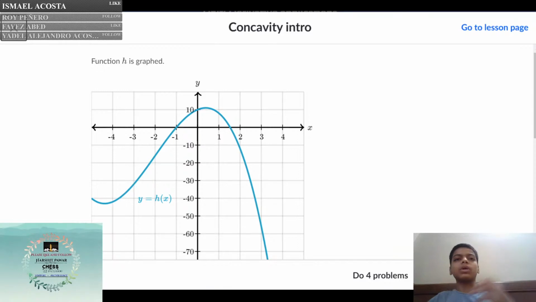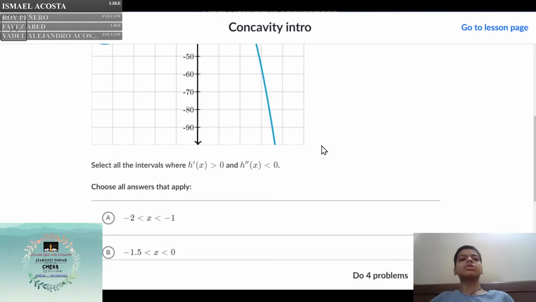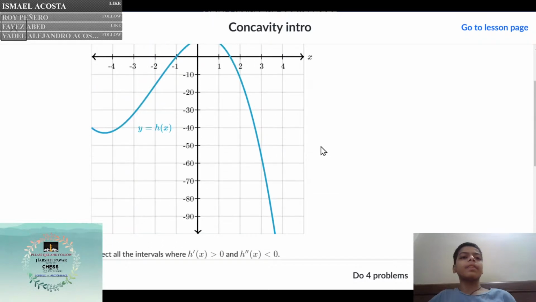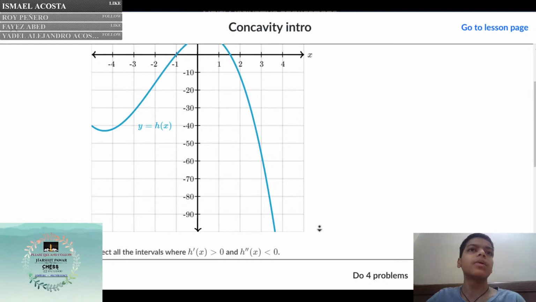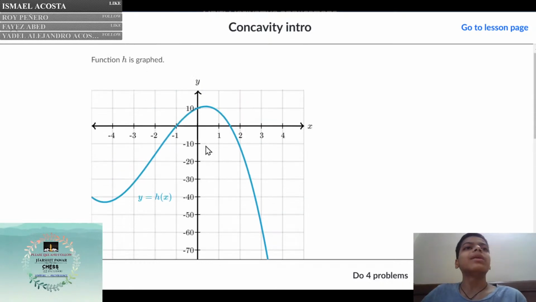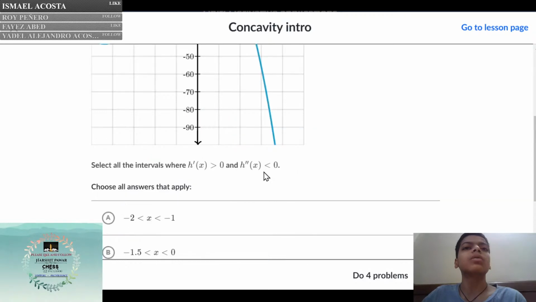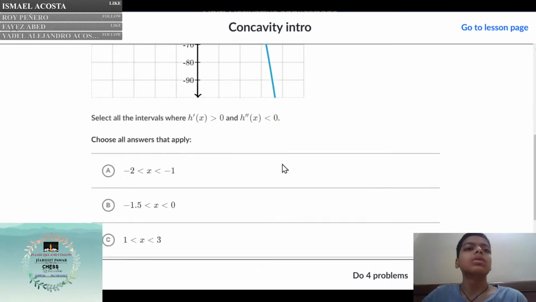Okay, let's do this problem. When h is graphed below, select all the intervals where h prime of x is greater than 0 and h prime prime of x is less than 0. So its slope is increasing over this interval. Let's see, -2 to -1. We are increasing over this interval and we are also down, concave down. So this is our option.